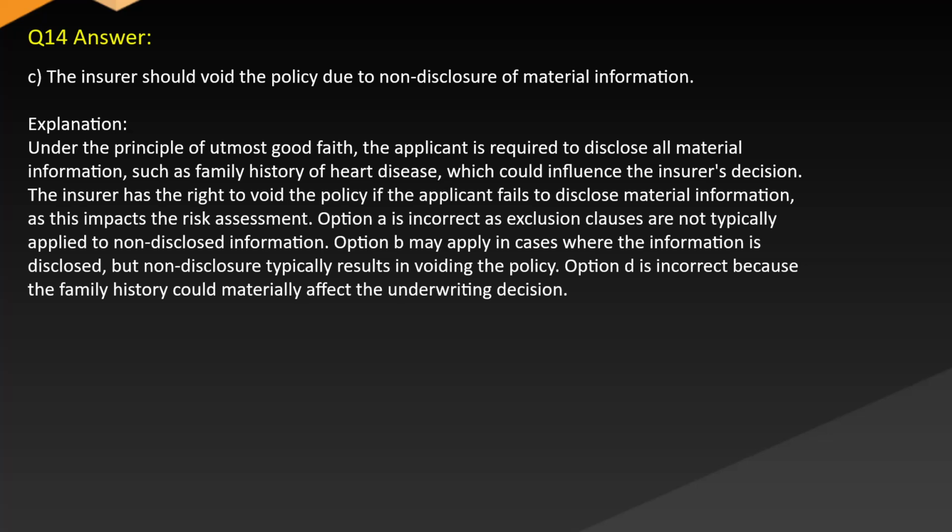Option A is incorrect, as exclusion clauses are not typically applied to non-disclosed information. Option B may apply in cases where the information is disclosed, but non-disclosure typically results in voiding the policy. Option D is incorrect because the family history could materially affect the underwriting decision.